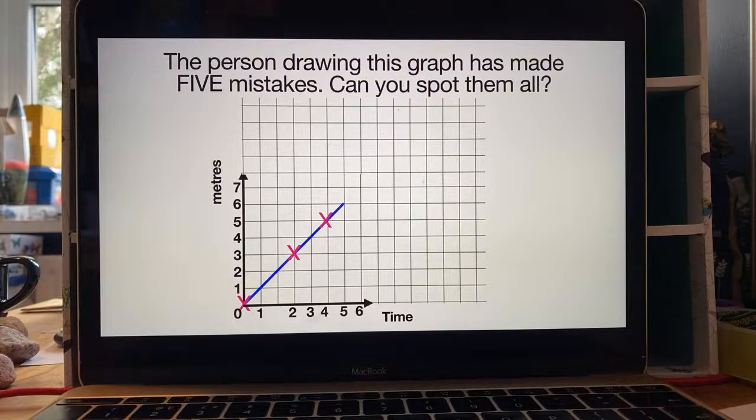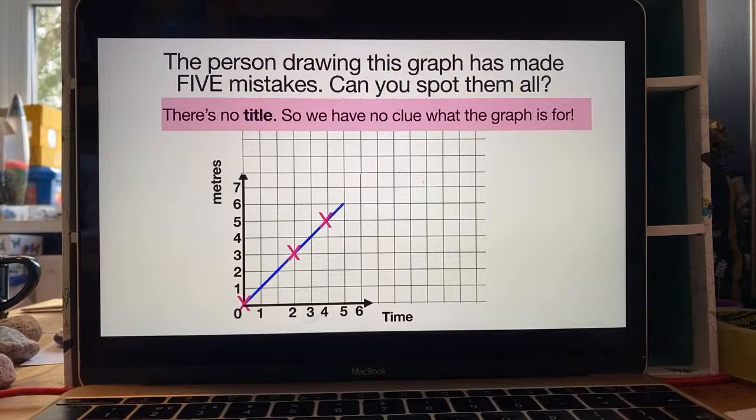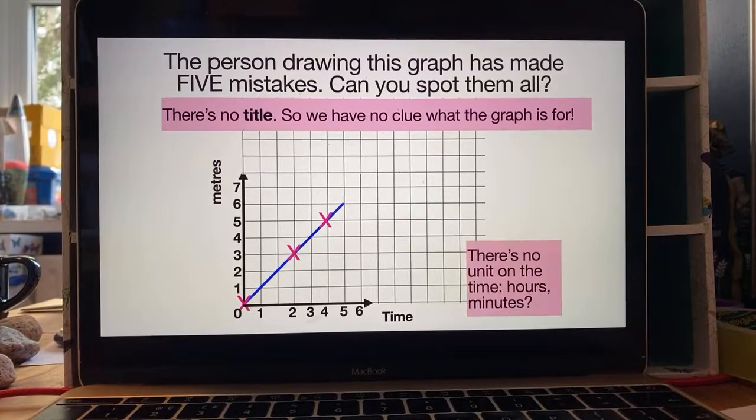Should we go through them? Have you got the really obvious one that I didn't mention? And I have made the same mistake, really. There's no title! So we have no idea what this graph is for. You've got to put a title on your graphs, dudes! This is something that all physics teachers and maths teachers are always yelling in classrooms. If there's no title on your graph, how can anyone know anything? The information is all completely useless, isn't it?